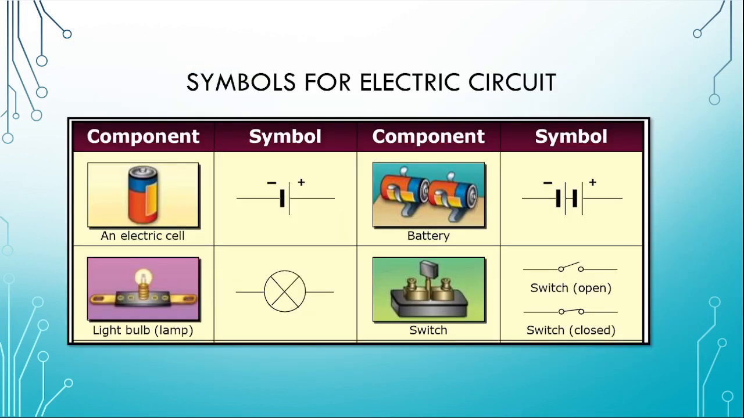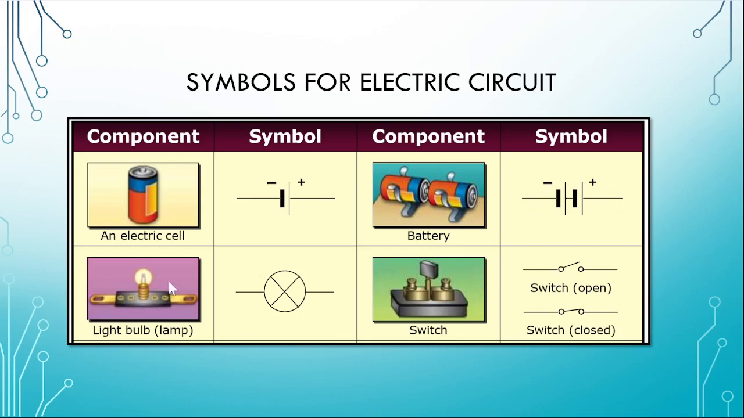There are certain symbols which are used conventionally to show the different parts of an electric circuit, and you have to learn about 4 of these symbols. An electric cell is indicated by a short line and a long line. The short line indicates the negative terminal and the long line indicates the positive terminal. Batteries are nothing but cells which are arranged in series one after the other in such a way that the positive terminal of one is in contact with the negative terminal of the other, or vice versa. And this is the way it is represented.